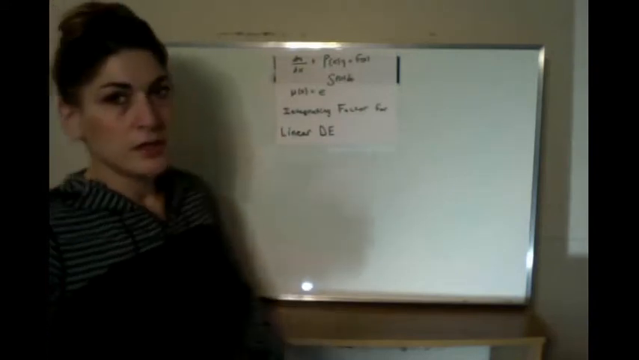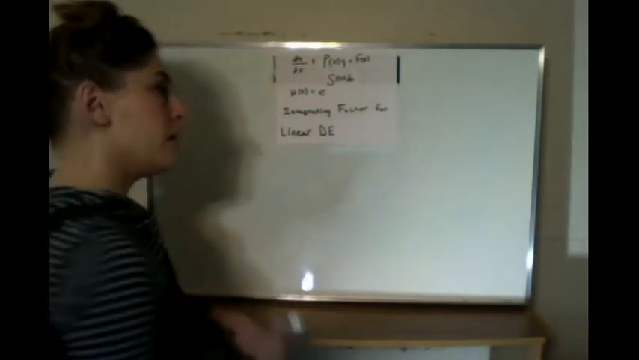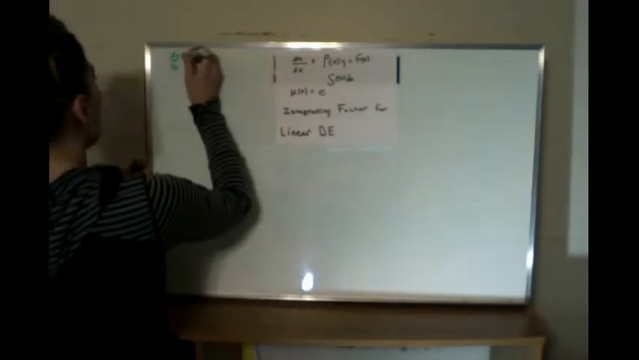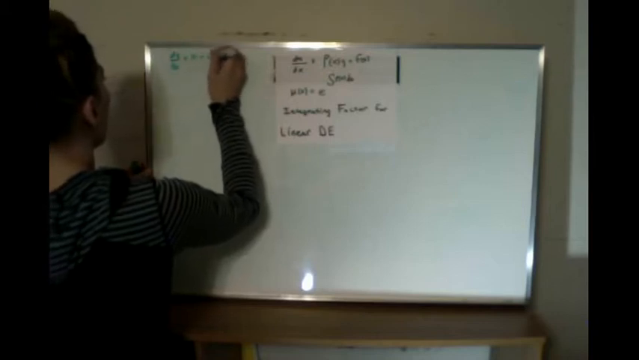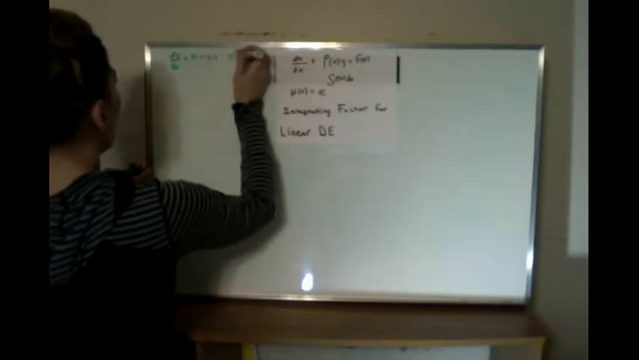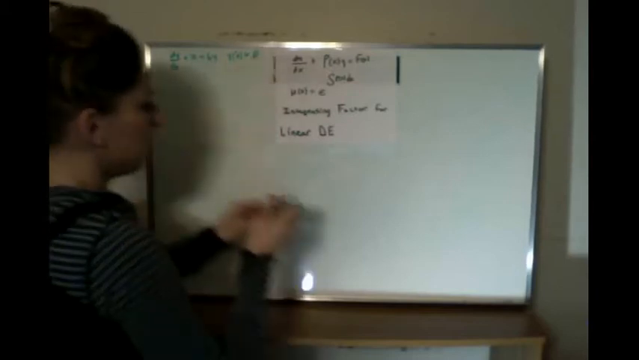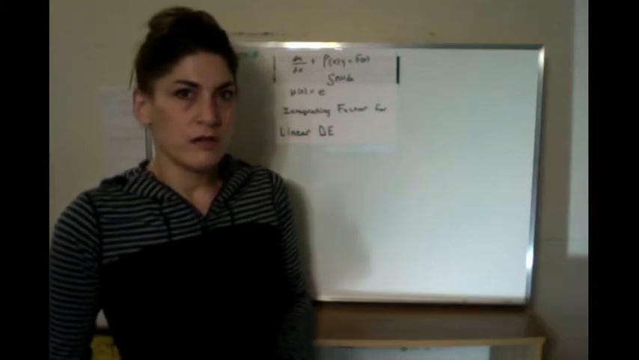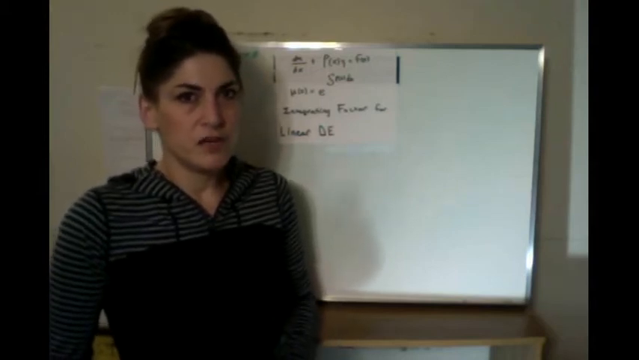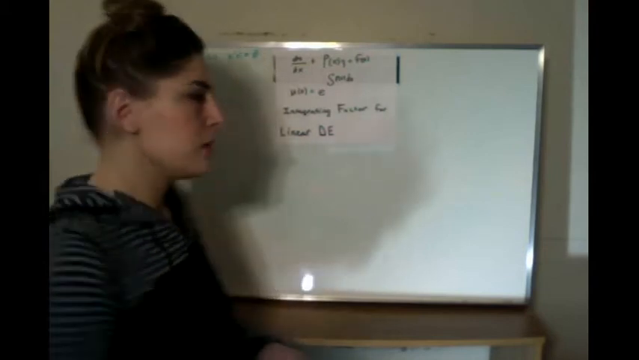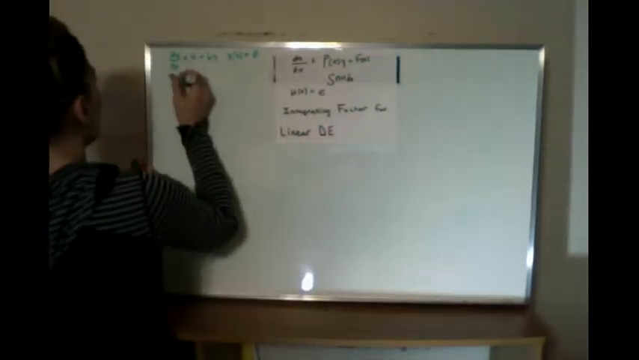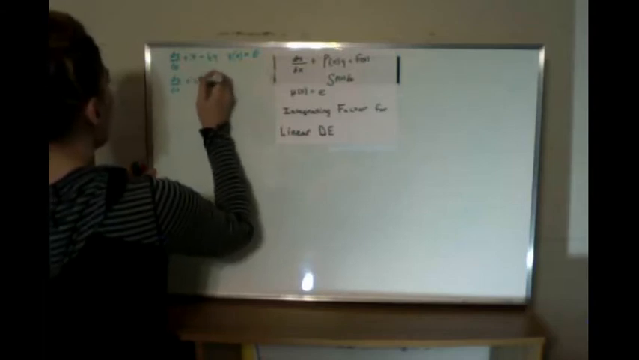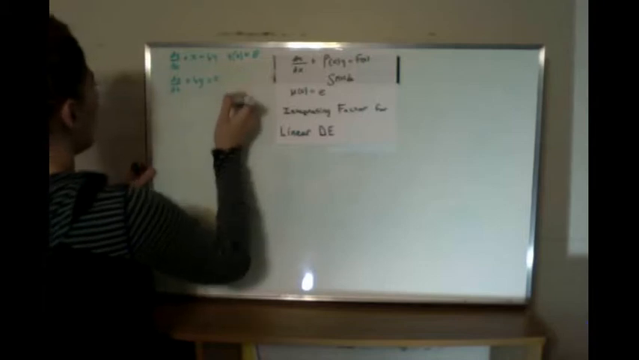The differential equation that I'm going to be solving is dy/dx equals x minus 6y, with the initial value y(0) equals 8. To begin, we want to put the differential equation into standard form. This can be achieved by adding 6y to each side. This gives dy/dx plus 6y equals x.